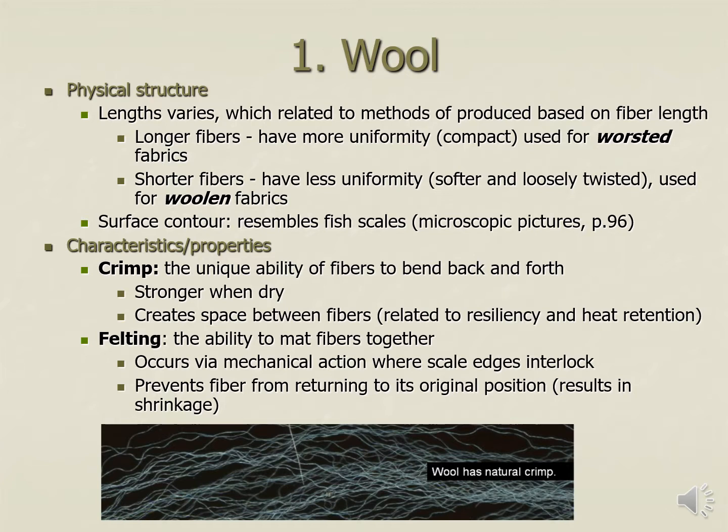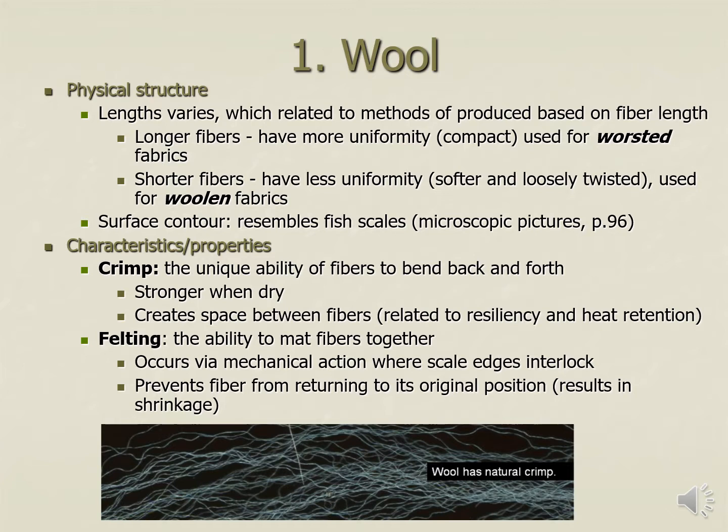One way to think of the difference between worsted and woolen: worsted is finer, more suiting oriented. Woolen would be more casual, lower price point oriented. So again, the longer fibers are more expensive, the shorter fibers are less expensive. And then on the surface contour of wool, we talked a little bit about that earlier, but the outside of wool actually looks a little bit like fish scales. It's very irregular, and on page 96 you can see the microscopic pictures of wool.